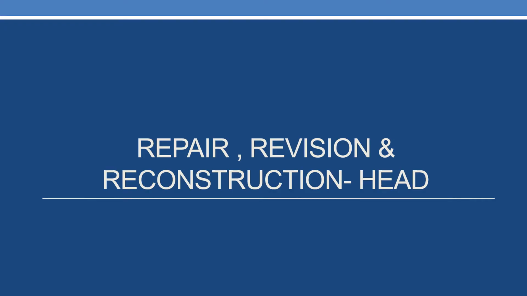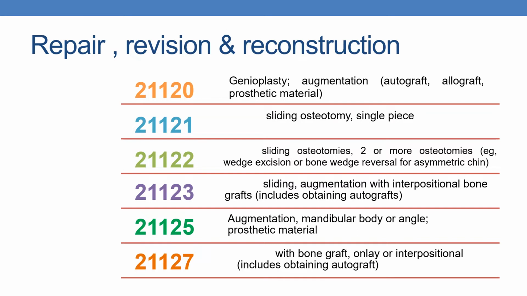Now coming to CPTs of repair, revision and reconstruction of head. The next CPT is 21120. It deals with genioplasty augmentation. Example, autograft, allograft or prosthetic material. The next is 21121. It deals with sliding osteotomy, single piece. The next is 21122. It deals with sliding osteotomies, 2 or more osteotomies. For example, wedge excision or bone wedge reversal for asymmetric chin.